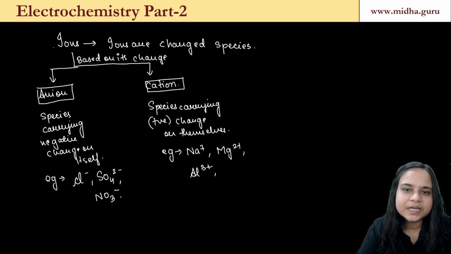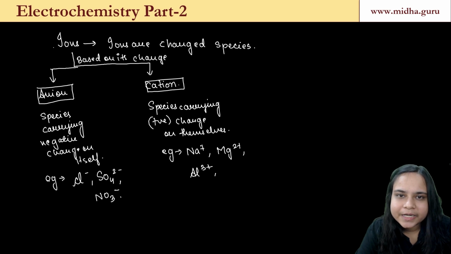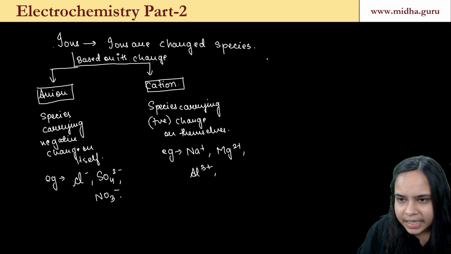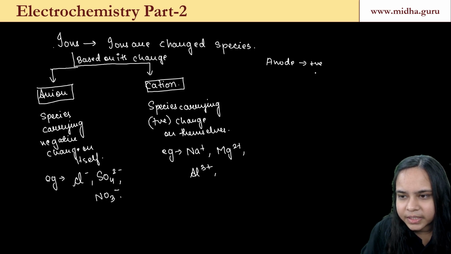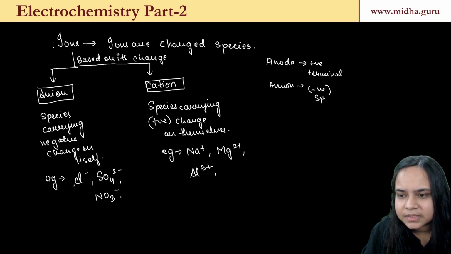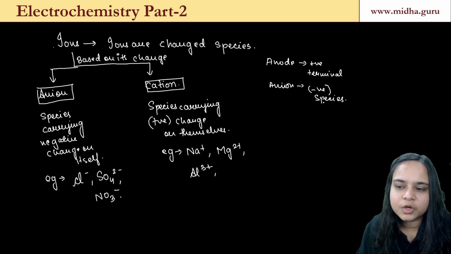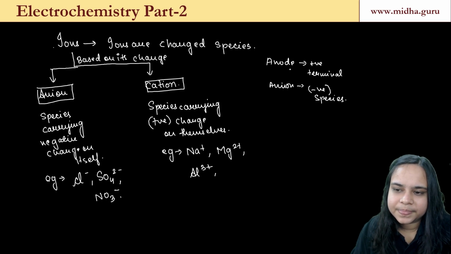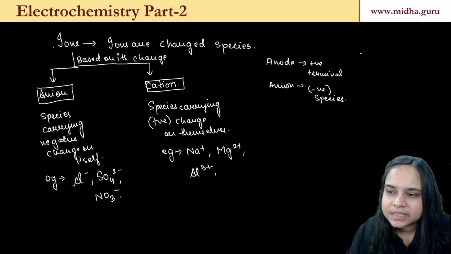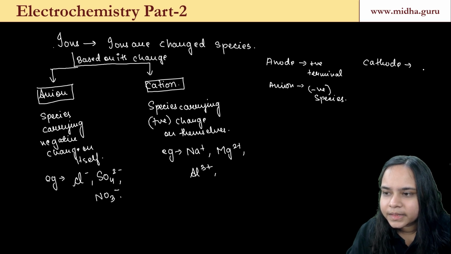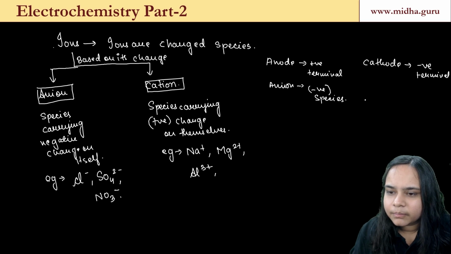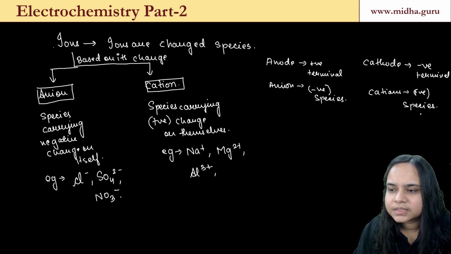Now, most of the time, students get confused with anion. What is an anion? What is a cation? Then electrodes, like cathode, anode. So, one thing we need to understand is anode is a positive terminal, but anion is a negative species. Most of the time people get confused that since anode is positive, anion will also be positive in nature. But this does not happen. This is just vice versa. If anode is a positive terminal, then anion is a negative species. Just like that, cathode is a negative terminal, but cations are positive species. Just opposite. Okay. Next.